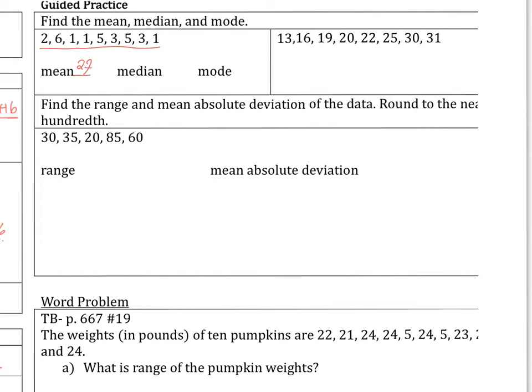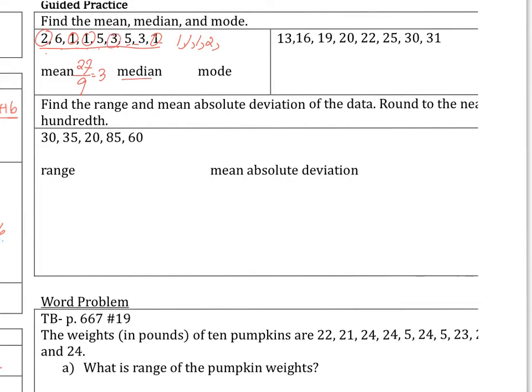And since there are 9 values, 1, 2, 3, 4, 5, 6, 7, 8, 9, divide by 9. That would give you the 3. And to find the median, we need to reorder this from least to greatest. So that would be, see, 1's the smallest, 1, 1, 1. We have 3 1s. And then next we have the 2, and we only have 1 of those.